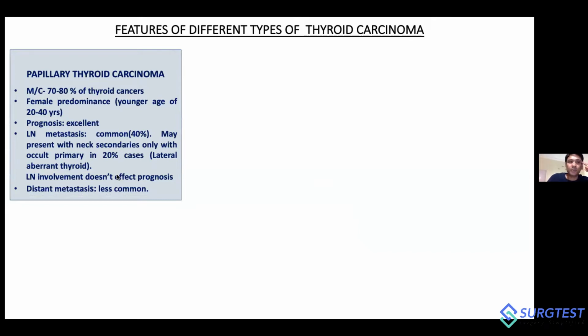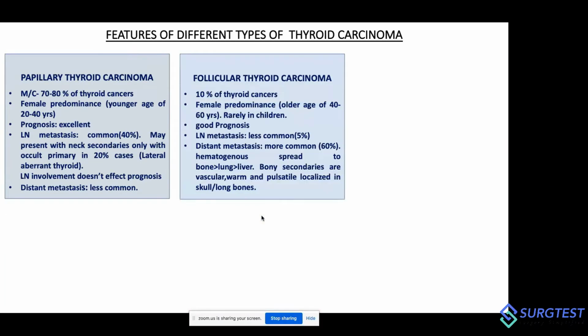So papillary thyroid carcinoma is the most common, 70 to 80% of thyroid cancer. It has a female predominance with younger age, 20 to 40 years. Excellent prognosis. Lymph node metastasis is common, 40%. It may present as neck secondaries only in many clinical scenarios without any primary, and that occurs in 20% of cases, where we also call them lateral aberrant thyroid. So this term lateral aberrant thyroid is associated with papillary thyroid carcinoma. Lymph node involvement doesn't affect prognosis. For now, you just remember this because in MCQs, this will be the line they will be asking.